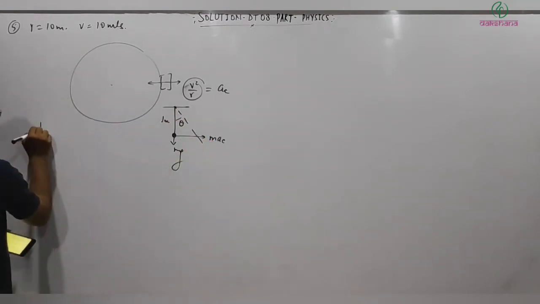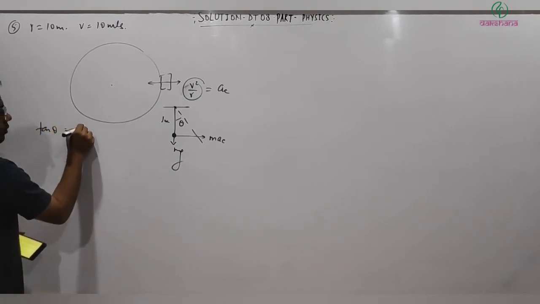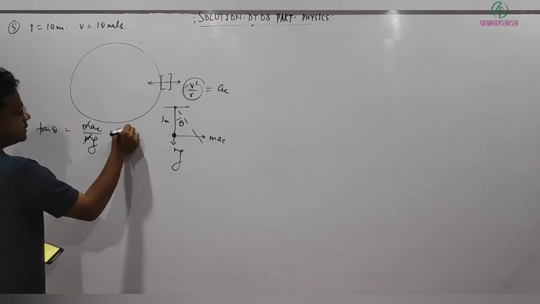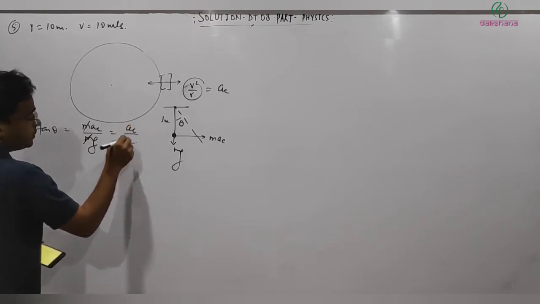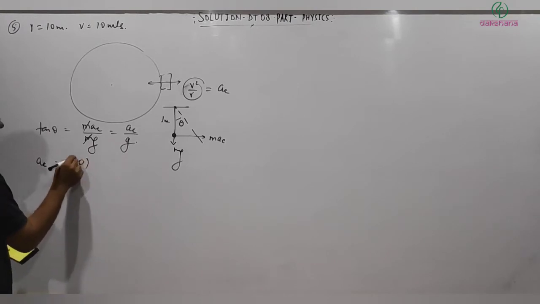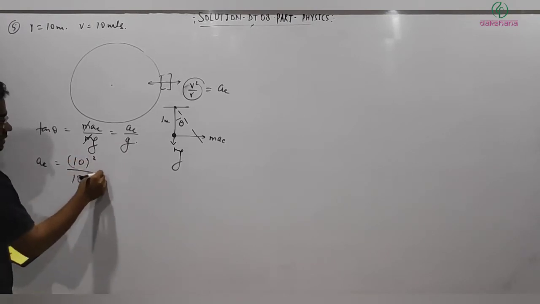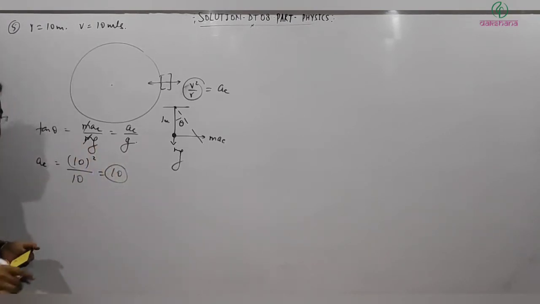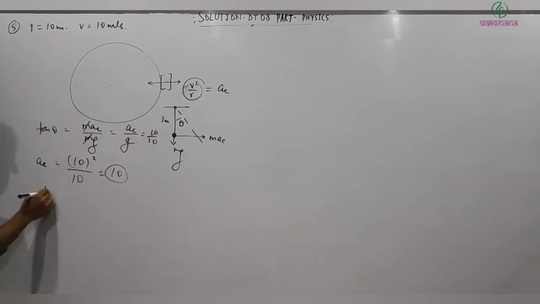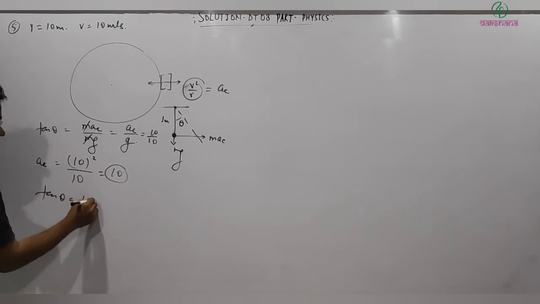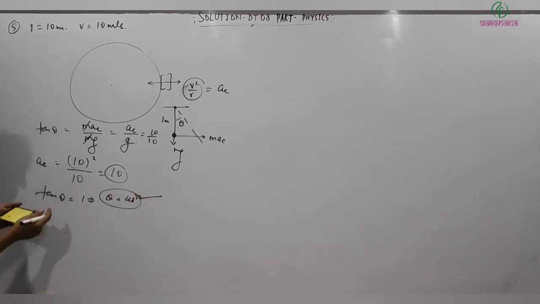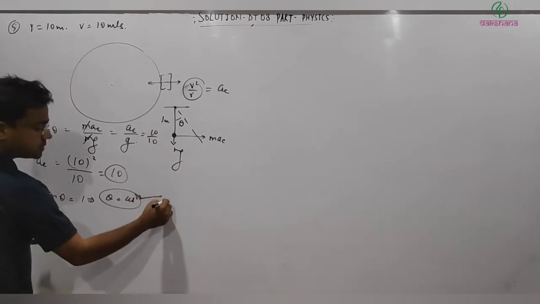So we can write here tan theta is equal to m a_c divided by mg, m gets cancelled, this is a_c divided by g. Now a_c is equal to how much, v square by r. v is given as 10 meters per second, r is 10, and g is also equal to 10. So substituting, this is 10 divided by 10, we are getting 1, that means tan theta equal to 1, means theta equal to 45 degree. This is the answer to problem number 5, which is matching with option 3.